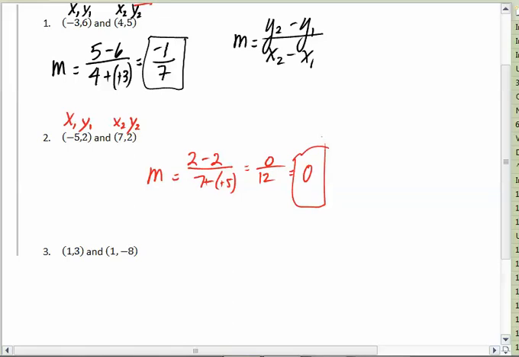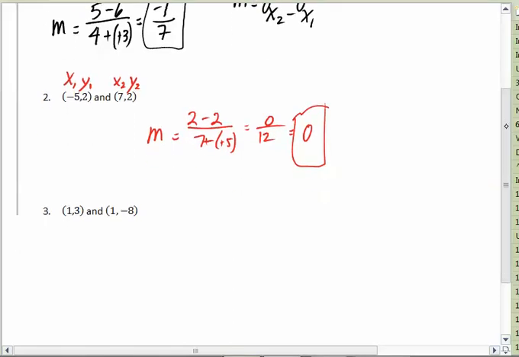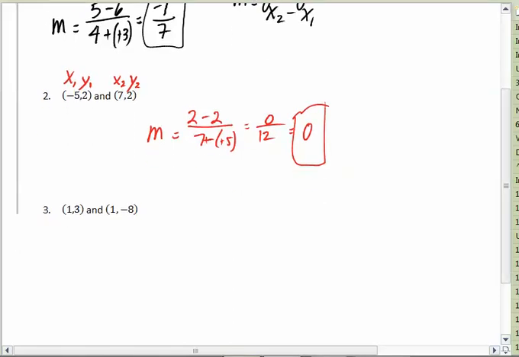The slope is actually 0. And this last one, we'll take a look at this one. We're going to have negative 8 minus 3. I didn't label it, but I know that you know what we're doing now. Negative 8 minus 3, and then we have a 1 minus 1. So that's the same as plus a negative, right? So we have negative 11 over a 0.